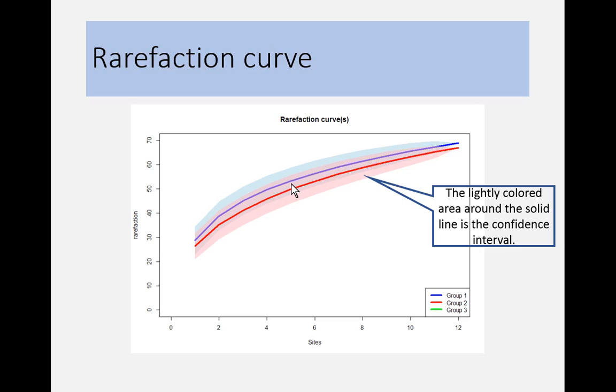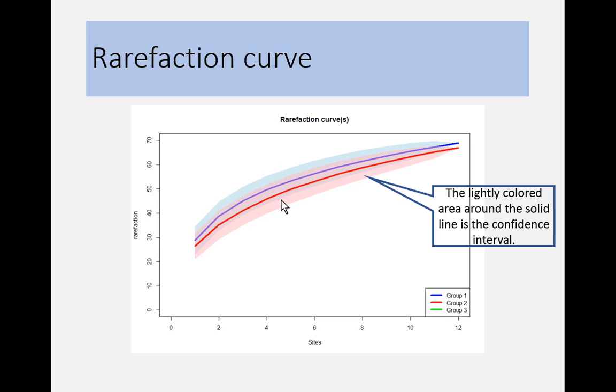Now the idea from this is just to check whether you have sampled both groups equally well. The curves should be pretty similar, as they are in this case. For example, if these confidence intervals overlap, you know that the sampling efficiency in both of those groups is more or less the same. So it's just to check whether you have taken enough samples.